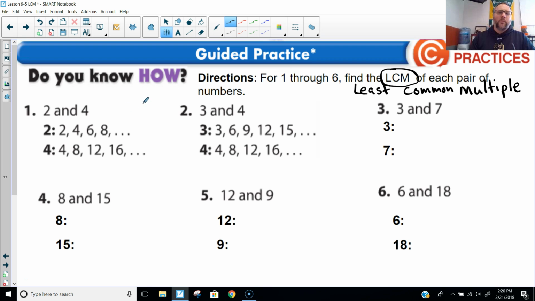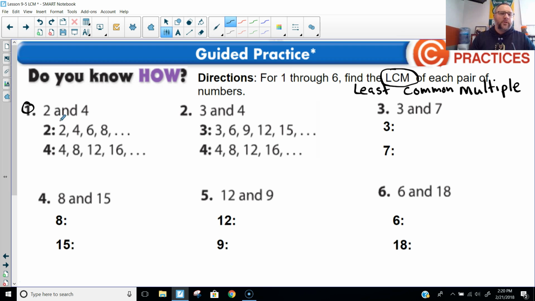Now for numbers 1 and 2, we actually have a list of multiples already done for you. So all we have to do is look for the common ones, the multiples that are in both lists. So I'm looking at problem number 1, and I have 2 and 4. So I'm looking for the least common multiple of 2 and 4.